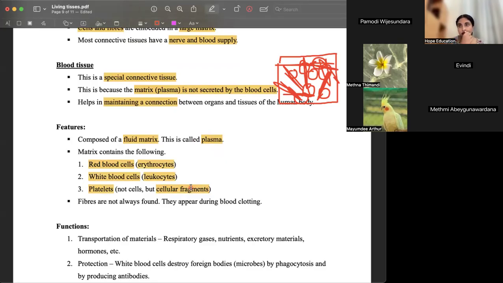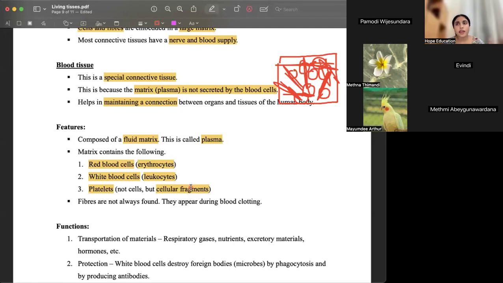Just fragments. So when we take blood, there is a matrix, a fluid matrix. It's called the plasma. Unlike normal connective tissues, here that matrix is not secreted by the cells.